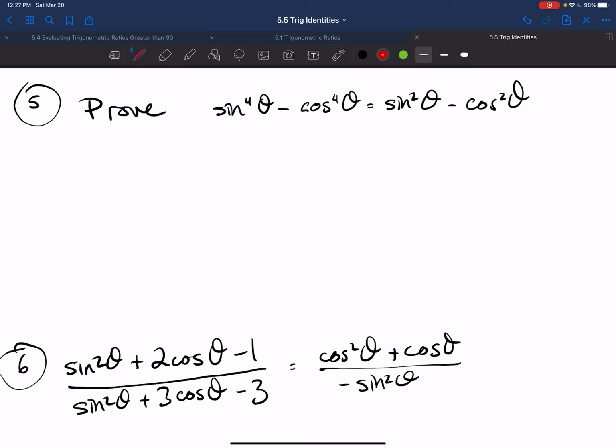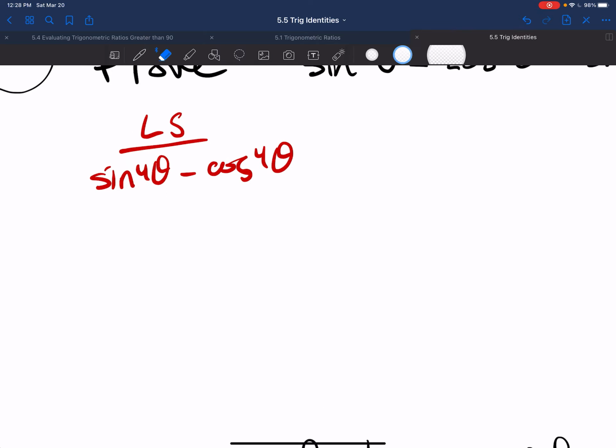So for me, I would look at this and I see that the left side has to the power 4. That seems a little more complicated than the right side. So I'm going to start with the left side. Maybe I have to do both. I don't know. Okay, that's terrible writing. Do it again.